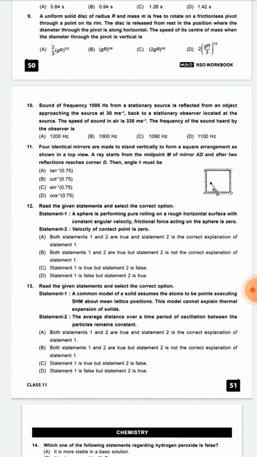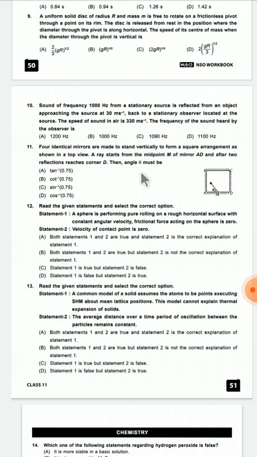So the correct option will be 1200 Hz. How does it come? We need to calculate the frequency which is received by the approaching object from the stationary source, where the frequency is given as 1000 Hz. If you take the frequency which is reflected back, it will come equal to 1200 Hz. Okay. Question number 11.